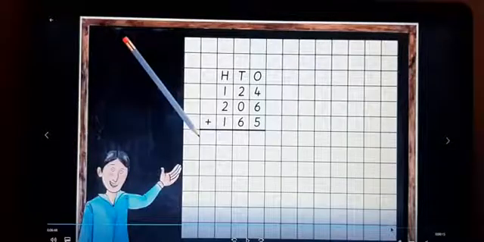Okay, this is the second example: 124 plus 206 plus 165. This is your homework, to complete in your maths homework book. Second question, for the first method, that is the ones place to tens place carryover method. This is the one example I am giving you. You should do this. I'll explain one more, the two place values carrying system.